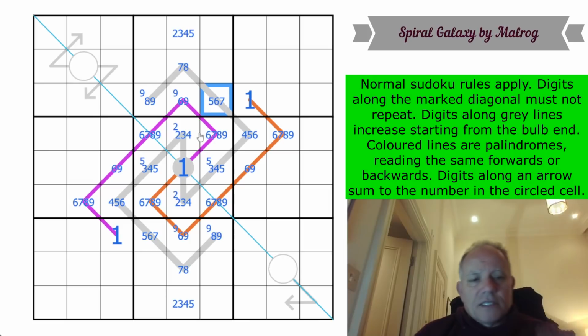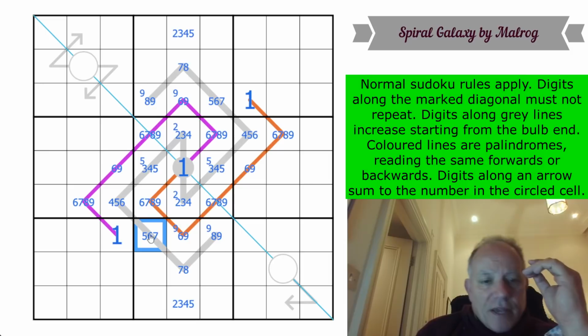Now, one of these is a 7. And it's in the same box as the 9. So somewhere we have 7, 8, 9, 6 going on. So 8, 6 in one of these pairs. The other pair then must have 9, 7 in it. So this will be an 8.